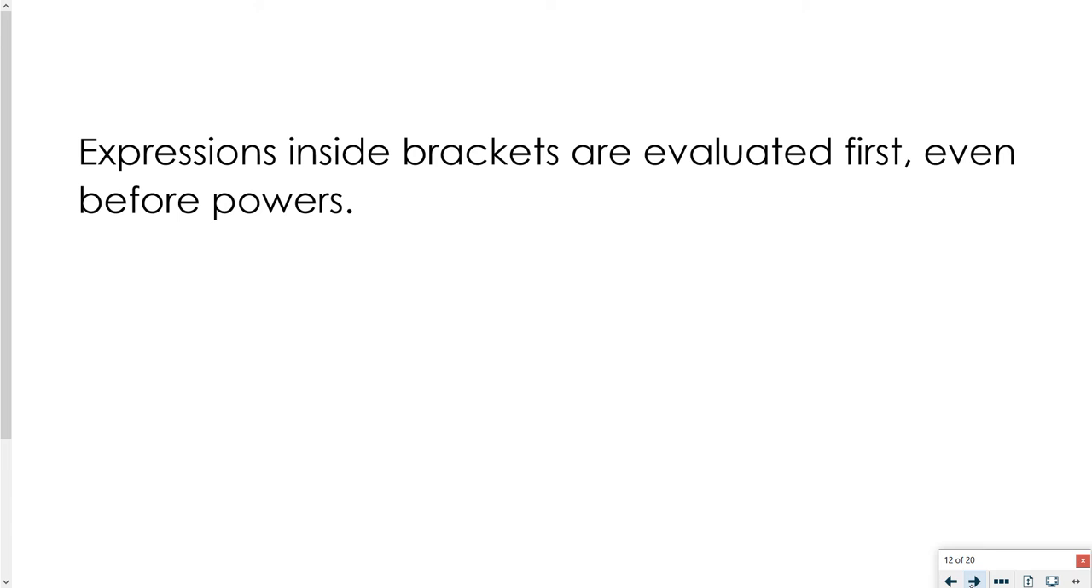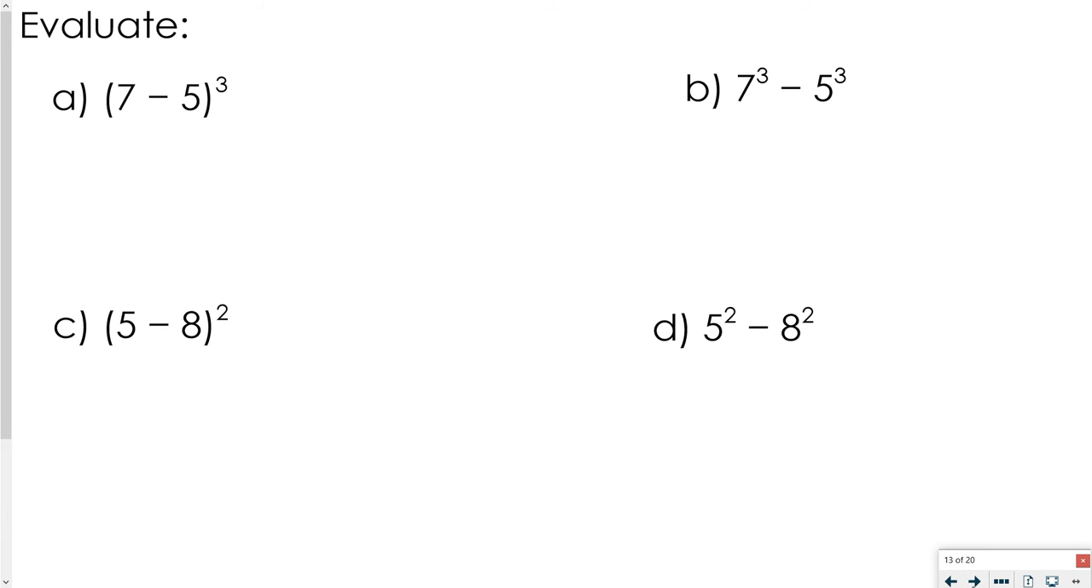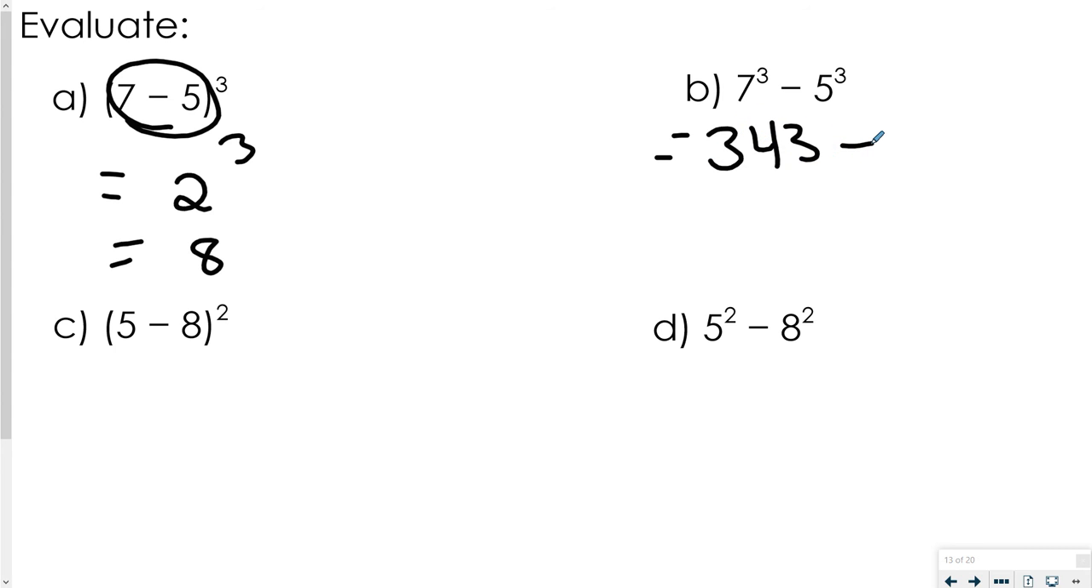You always, always, always do inside the brackets first, even before powers. Okay. So if you have this expression, you have to do inside the bracket first. So 7 minus 5 is 2 to the third power, 8. Okay. 7 to the third power is 343. Subtract 5 to the third power. 5 times 5 is 25 times 5 is 125. Subtract those two numbers and you get 218.